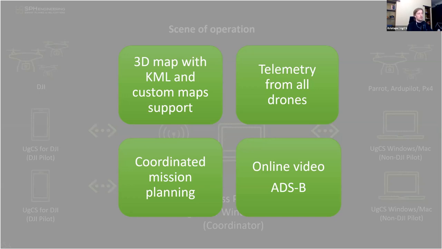On the main computer, what you would have is, of course, again, a 3D map with the KML data loaded, as well as custom maps. You'd see the telemetry from all the drones. So it doesn't matter if the drone is made by Parrot, by DJI, or maybe it's some custom device. All of them can essentially work together, united in a single system. And so the mission planning can be quite coordinated. You can, of course, use radio communications to communicate with the pilots. And you'd also be able to see the videos coming from all the drones, plus see the data coming from the ADS-B transponders.